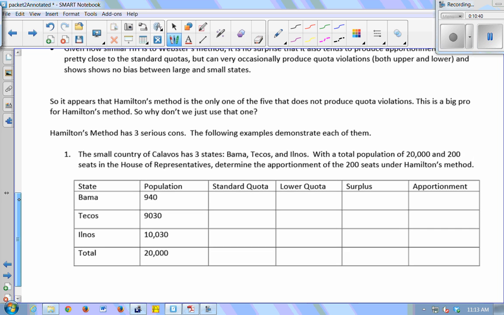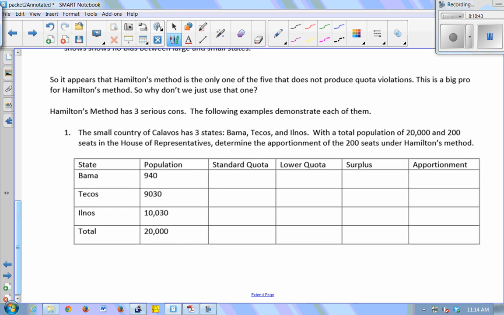So it appears that Hamilton's method is the only one of the 5 that we studied that does not produce quota violations, ever. Okay. So this is a big pro for Hamilton's method. So why do you think we just don't use that one? Too simple? Maybe. But in fact, it actually has 3 really big cons, 3 really big problems that happen with Hamilton's method. When you dig into certain kinds of examples, you can have these really big problems.